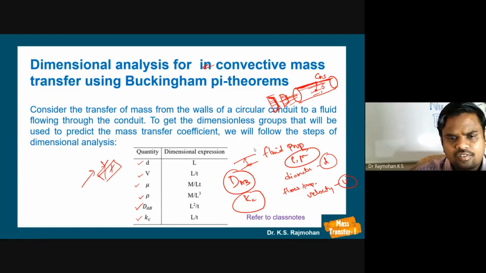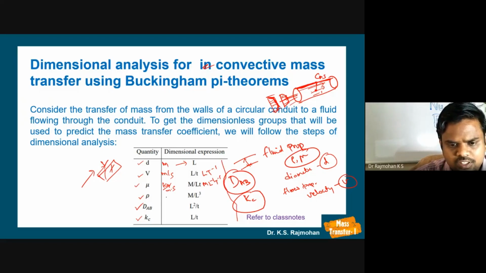For that, we should know the dimensions. Diameter is in meters in SI units, so we have the dimension L. Average velocity is meter per second, so we have L T power minus 1. Mu is kg per meter second, Pascal second is equivalent to kg per meter second, so we have M L inverse T inverse. Please write this in your notebook.